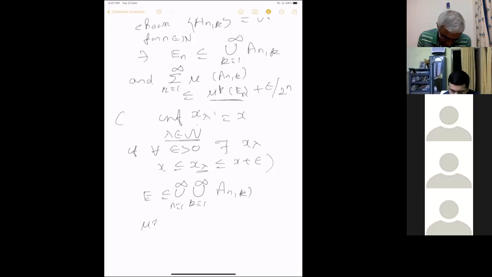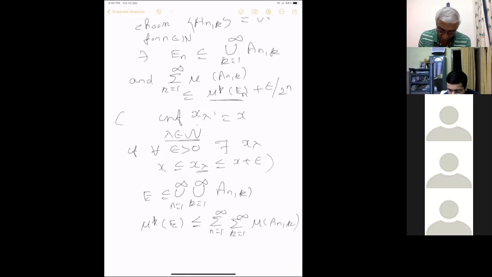Now mu star of E, this implies, all these A_{n,k} are in the algebra A. By definition, this is less than or equal to summation n equal to 1 to infinity, summation k equal to 1 to infinity, mu of A_{n,k}. Okay.